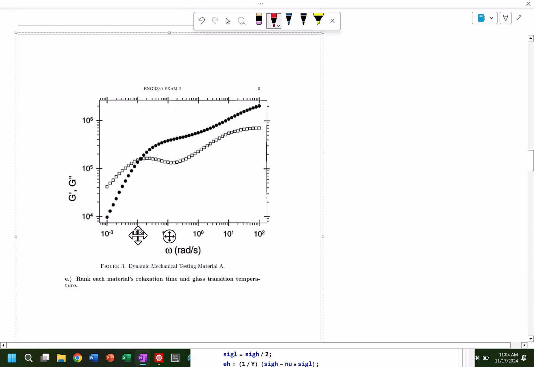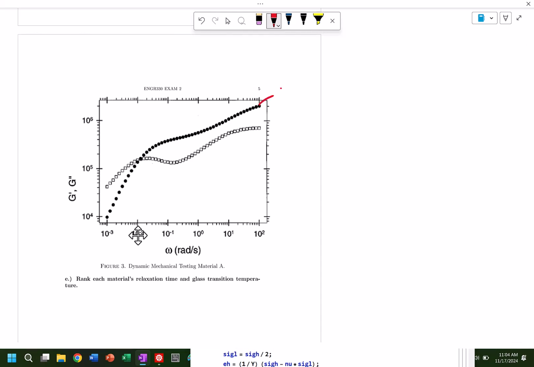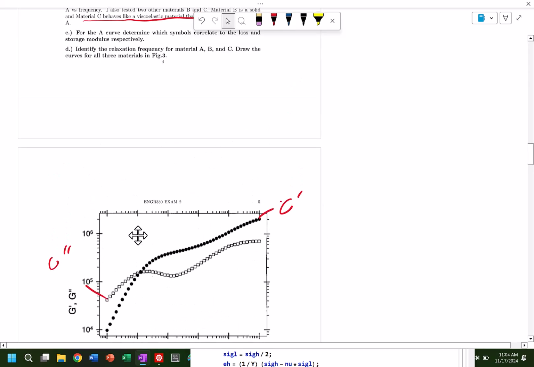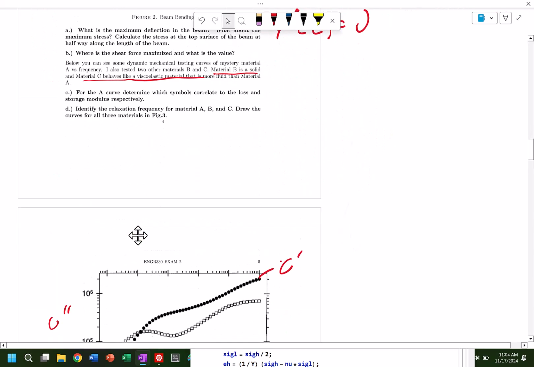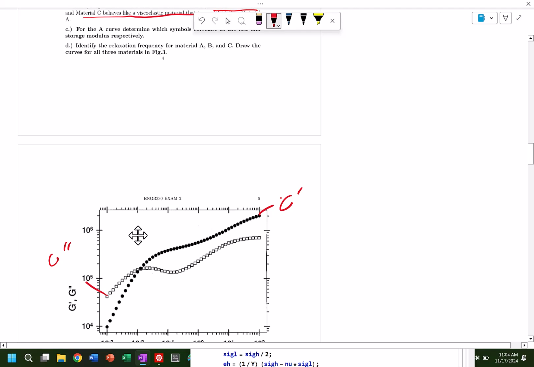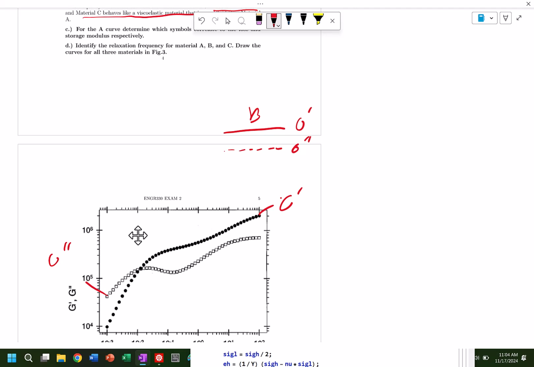So, at high frequencies, I must behave like a solid. So this is my G prime. At very, very low frequencies, I should flow. This is my G double prime. Excellent. So material B is a solid. I'm going to call this material B, G prime, and then my dash is going to be my G double prime. If material B is a solid, it's always going to be solid. My storage modulus must always be higher than my loss modulus here.